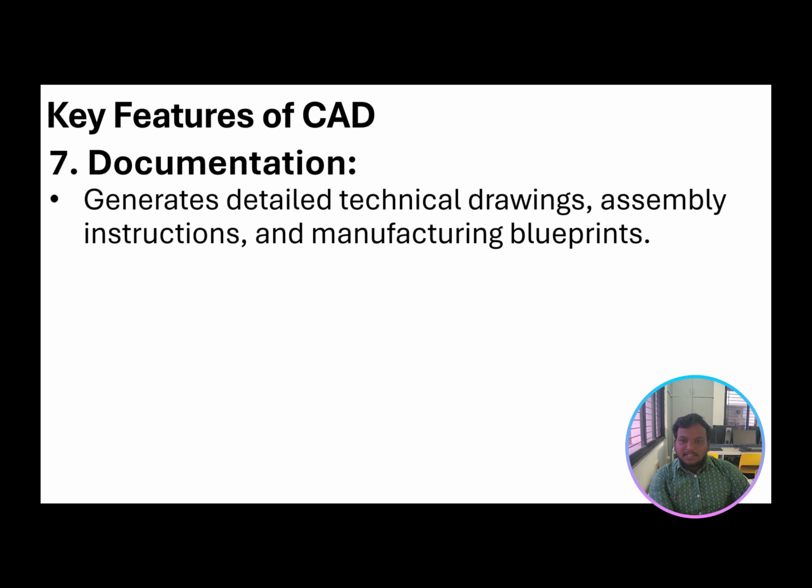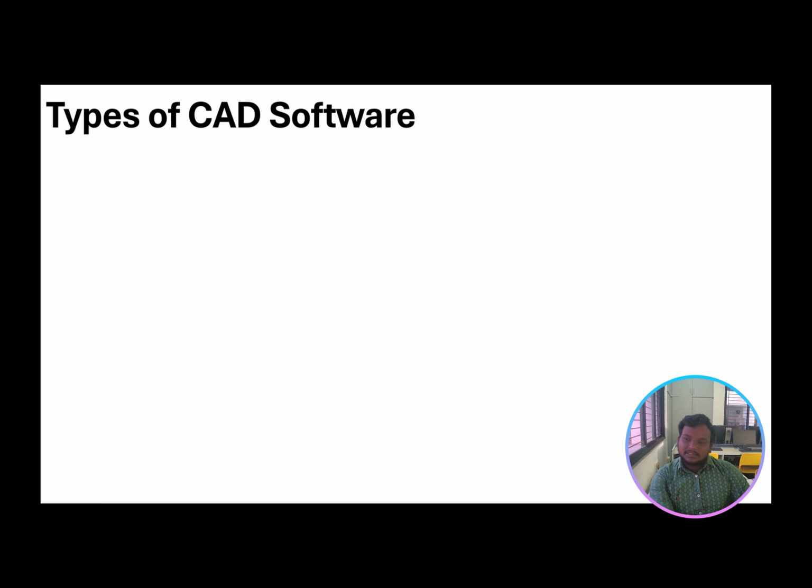The seventh feature of CAD is documentation. It is the most important factor in CAD. It generates detailed technical drawings, assembly instructions, and manufacturing blueprints.